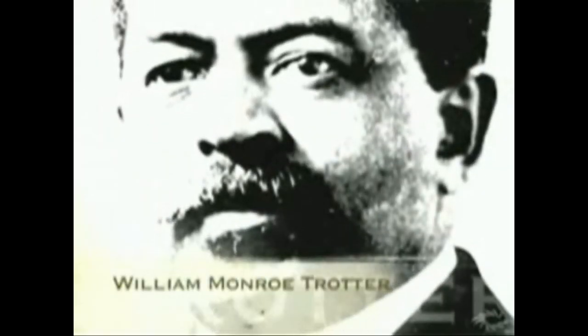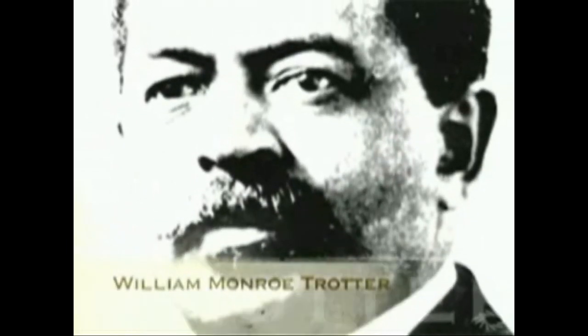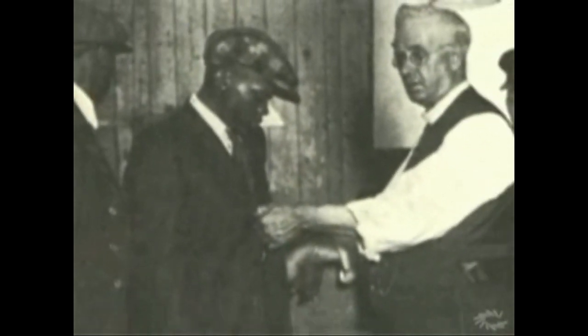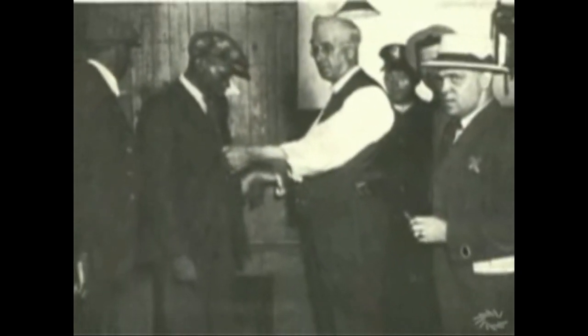"Let us, while the crisis lasts, forget our special grievances and close our ranks shoulder to shoulder with our own white fellow citizens and the allied nations that are fighting for democracy." William Monroe Trotter, editor of the Boston Guardian newspaper, disagreed. He felt African Americans were victims of racism and should not support a racist government.